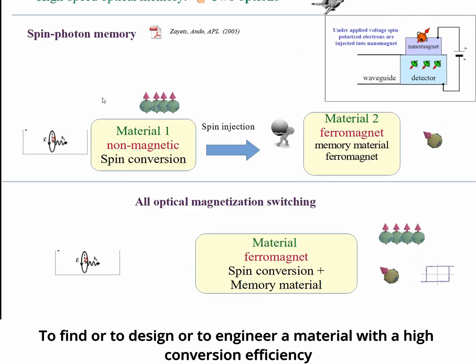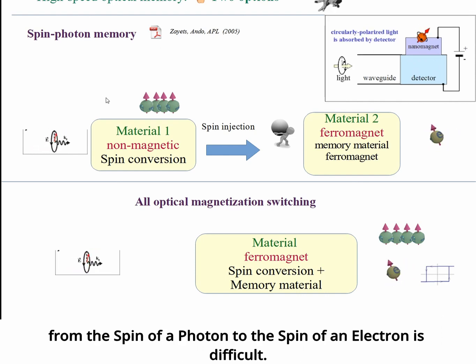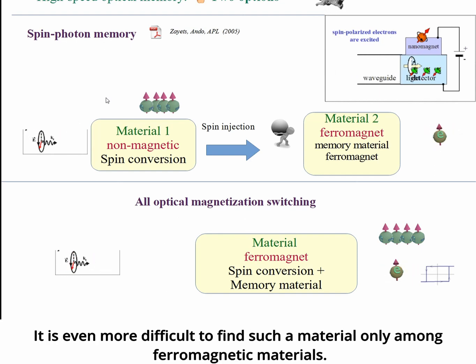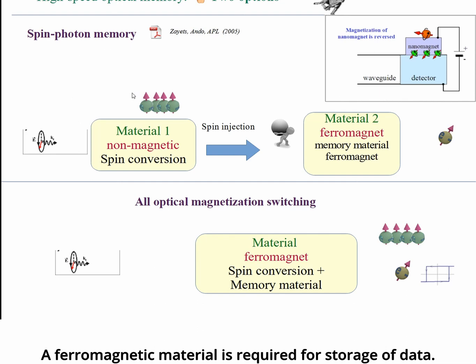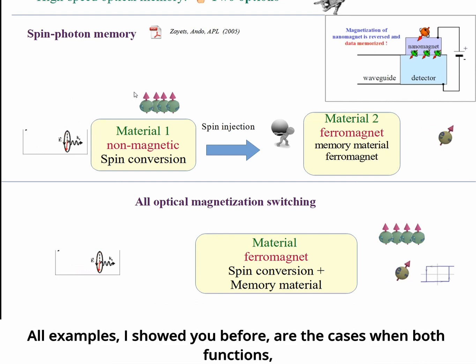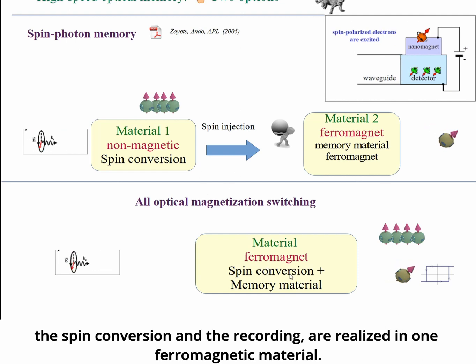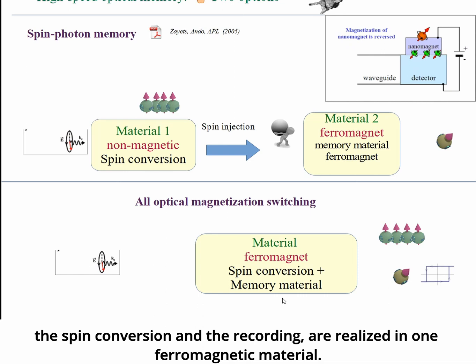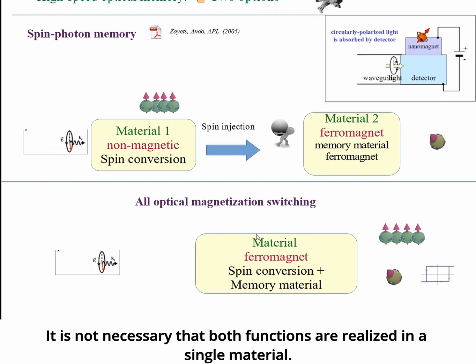To find, design, or engineer a material with high conversion efficiency from the spin of the photon to the spin of the electron is difficult. It is even more difficult to find such a material among only ferromagnetic materials. Ferromagnetic materials are required for storage of data. All the examples I showed you before are cases when both functions, spin conversion and recording, are realized in one ferromagnetic material. It is not necessary that both functions are realized in a single material.